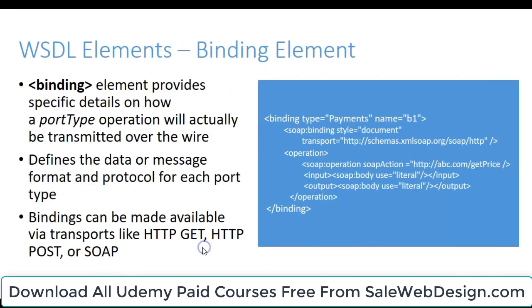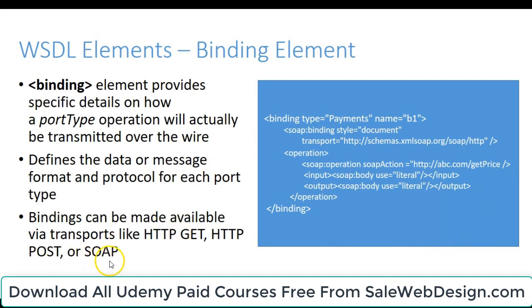Now coming on to the final key element, which is called binding. The binding element provides specific details on how a port type operation will actually be transmitted over the wire. The binding element is for WSDL bindings and defines the data or message format and protocol for each port type. That is, WSDL bindings define the message format and protocol details for a web service. Bindings can be made available via multiple transports, including HTTP GET or HTTP POST or SOAP.